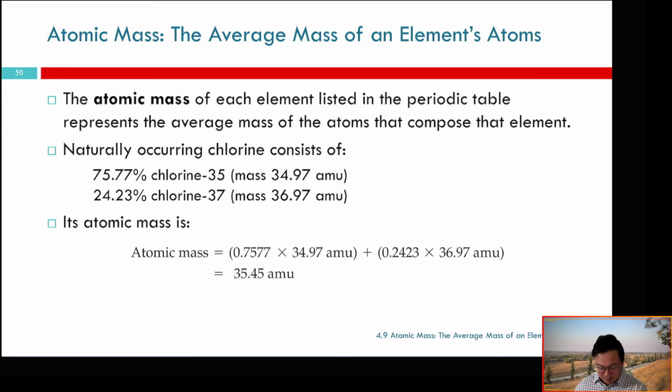And to calculate the atomic mass that you see on the periodic table, you just multiply the percent abundance times the atomic mass of that isotope. Remember they're not exactly one atomic mass unit, so you get slightly non-whole numbers. And then for this one, again, it's the abundance, 24%, times the atomic mass of that isotope.